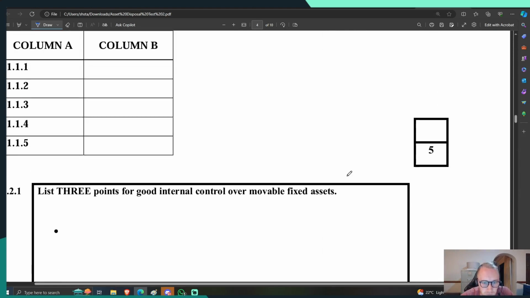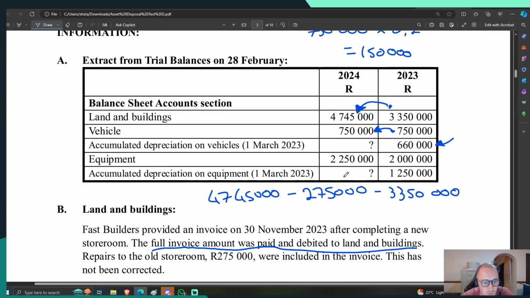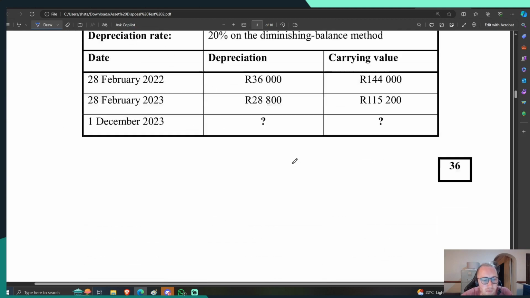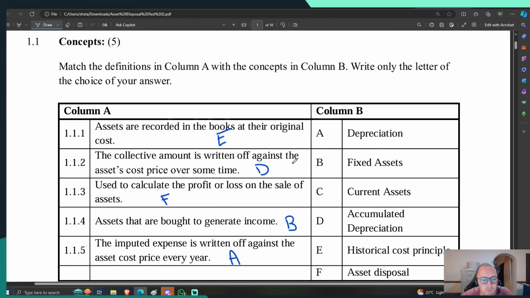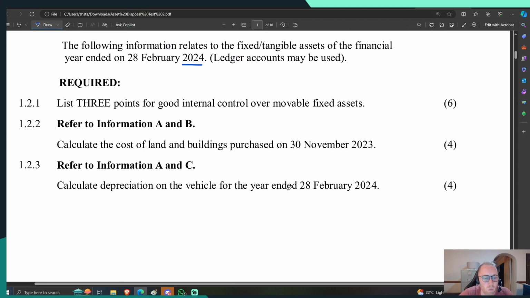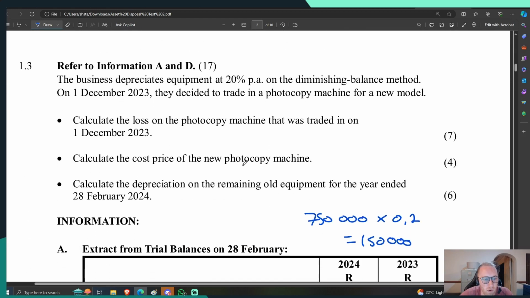The next question says, where's the next question? 1.2.3 we've done. 1.3. Calculate the loss on the photocopy machine that was traded in on the 1st of December 2023. The business depreciates equipment at 20% per annum on the diminishing balance method. Diminishing balance means book value.